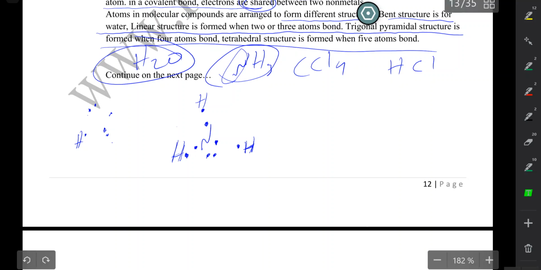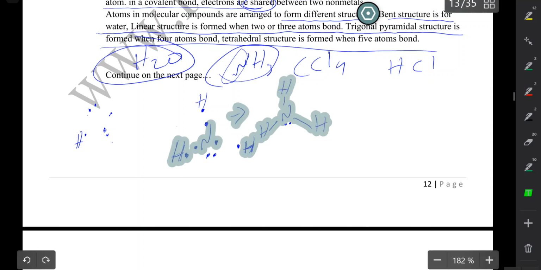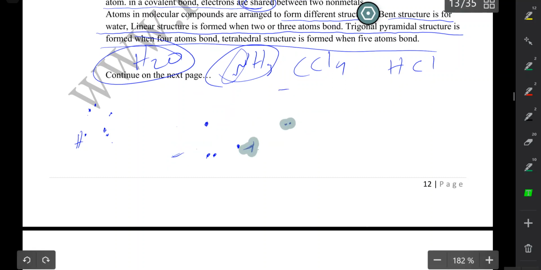You can redraw this like this. NH3. Don't forget the electrons for nitrogen that did not bond. Okay. Now the next one we're going to do is CCl4. Here's CCl4.